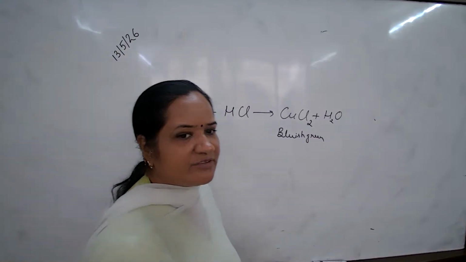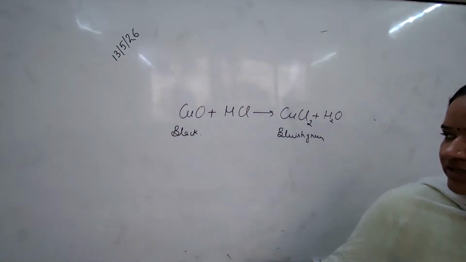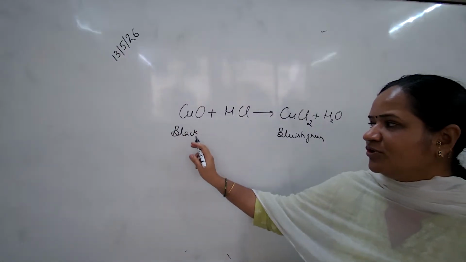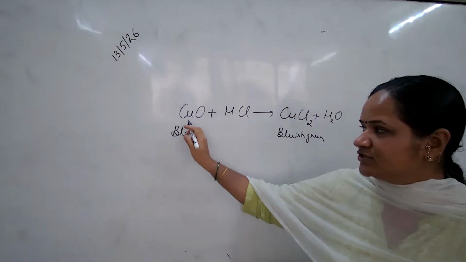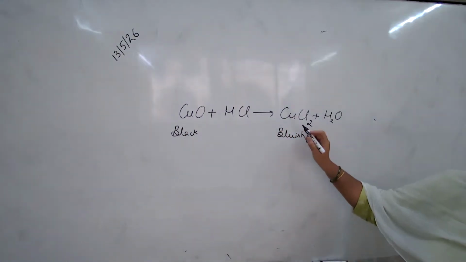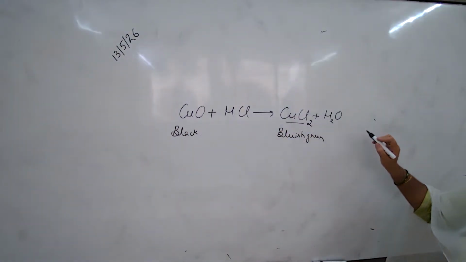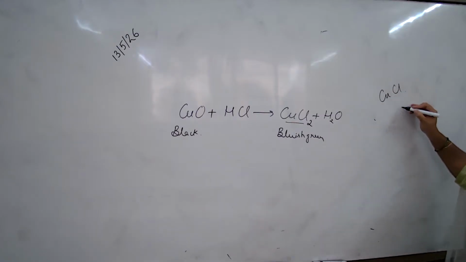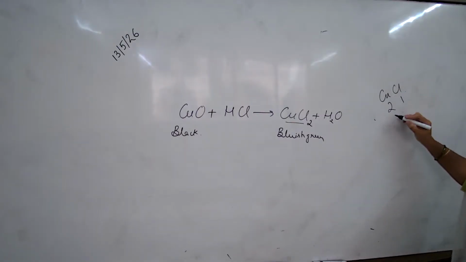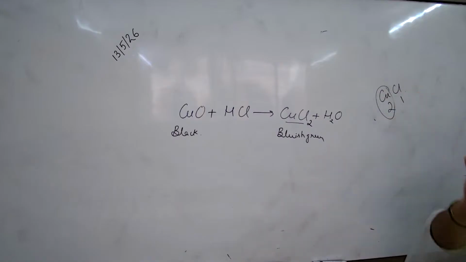In first chapter we have done one reaction. Copper को oxidation होता है copper oxide में, तो reddish brown color changes to black color. You remember that? So this is black in color. And ये क्या है? Cupric chloride की copper cuprous chloride. Cupric chloride. Okay.